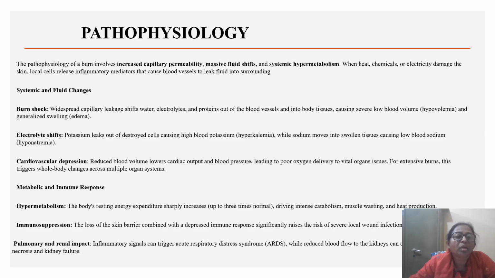Then cardiovascular depression: reduced blood volume lowers the cardiac output and BP. Metabolic and immune response: you can see hypermetabolism, the body's resting energy expenditure sharply increases. Then immunosuppression: the loss of the skin barrier combined with the depressed immune response significantly increases the risk of severe local wound infection. Then pulmonary and renal impacts: inflammatory signals can trigger acute respiratory distress syndrome, while reduced blood flow to the kidneys can cause kidney failure.